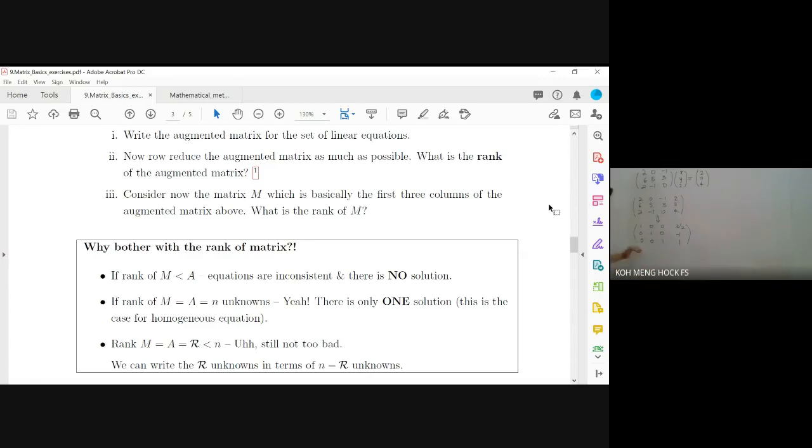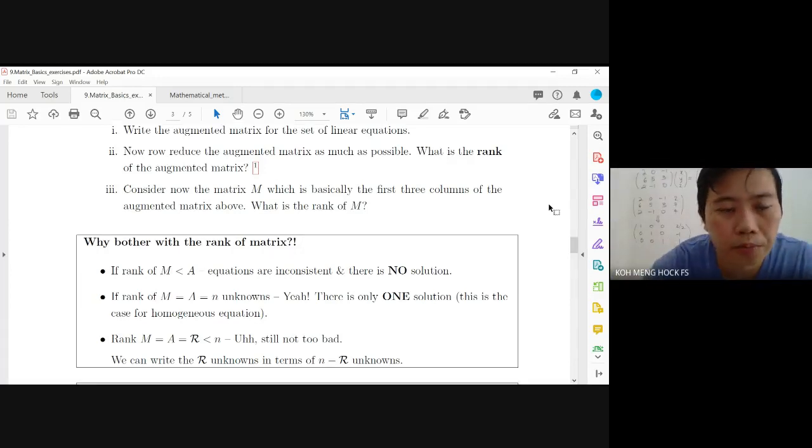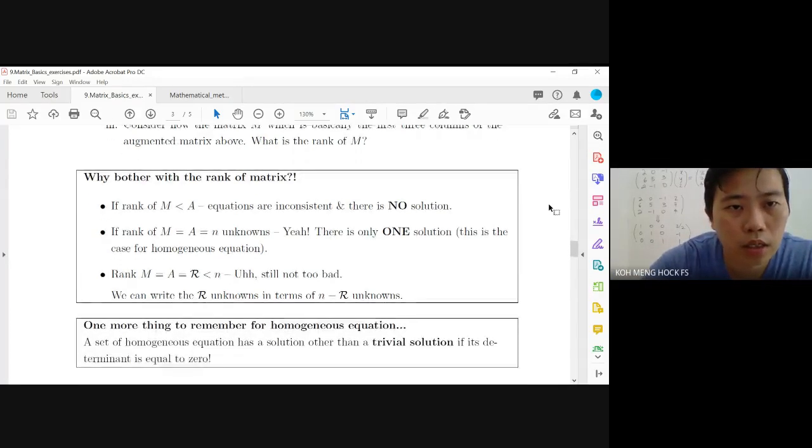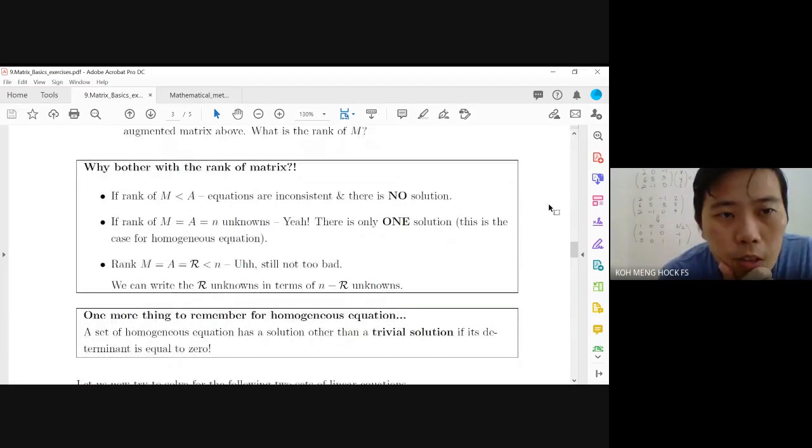So in this case, rank 3, how many unknowns? You have 3 unknowns, right? So in this case, you will have one solution. That is, this is the only solution that you will have. So that's why I put these notes in the box here.